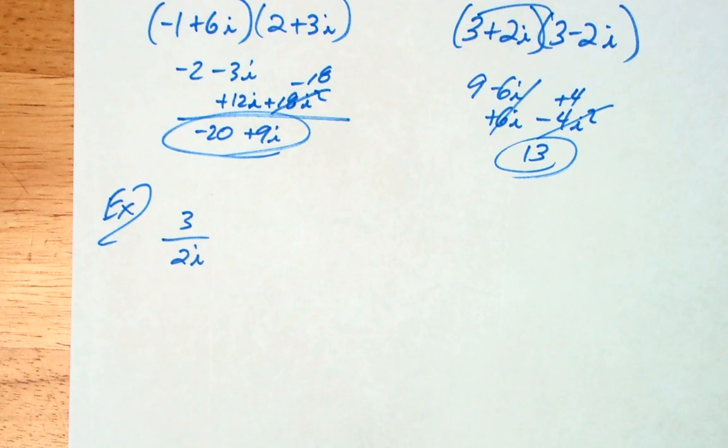Mathematicians, we don't like i's on our bottoms. Okay? Unless it's my wife. She can look all she wants. But we don't like i on the bottom. Okay?